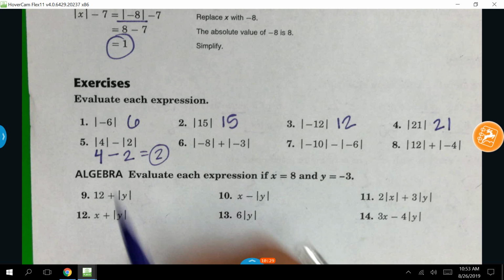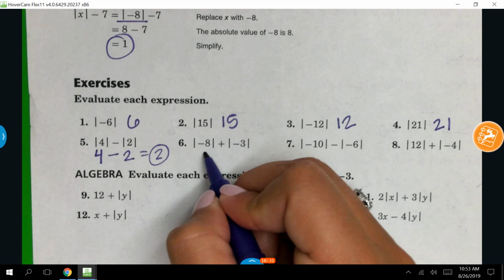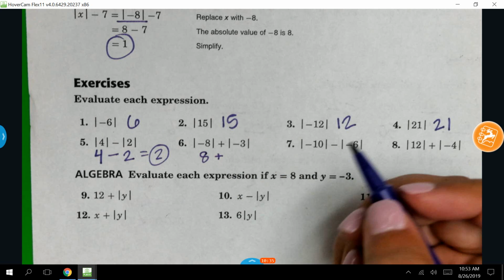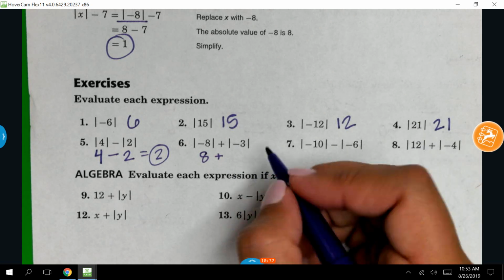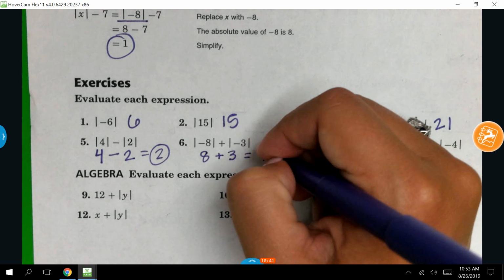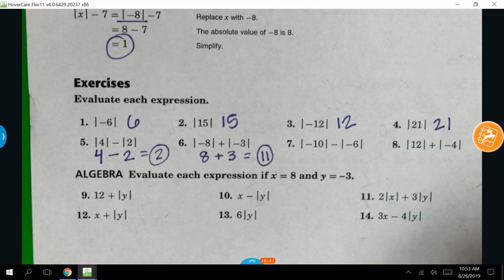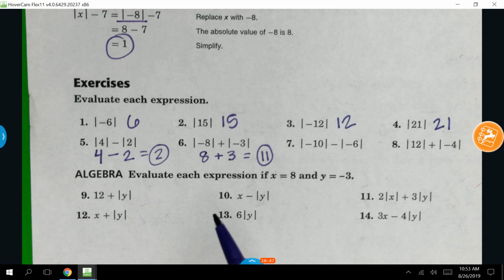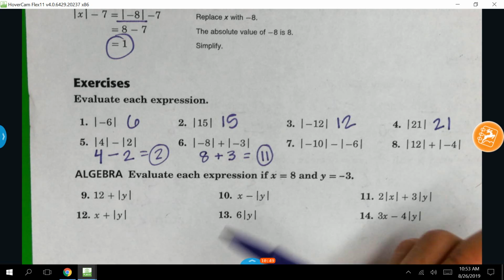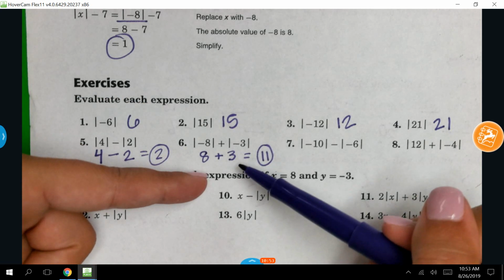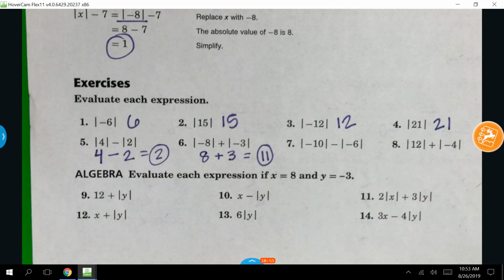What's the absolute value of negative 8? 8 plus the absolute value of negative 3? 3. So now I have 8 plus 3, which gives me 11. Good. I want to see your steps written out like this on your homework or on our notes. I want to see that you know the absolute value of negative 8 is 8, and you plug it in and you add together to get your answer. Okay.